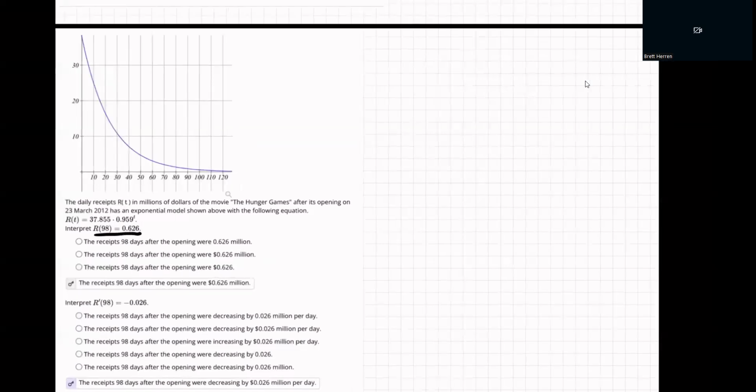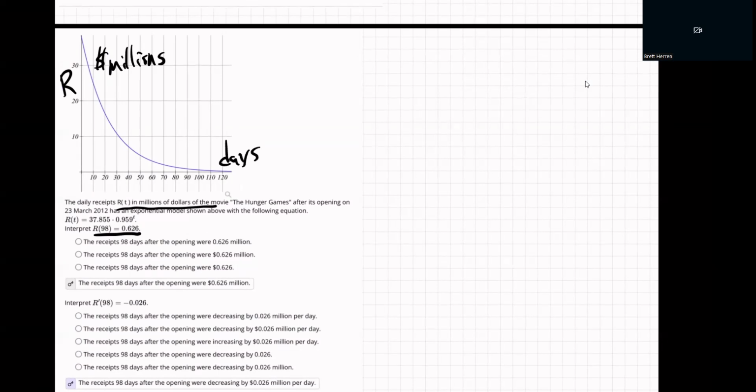Well, R is millions of dollars. So this is the R axis in millions of dollars. And T must be the days. This is the T axis, and it must be days.